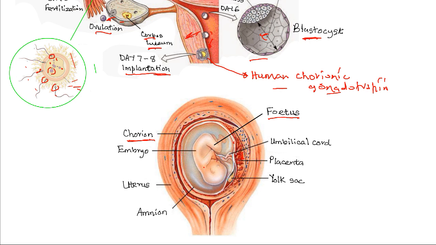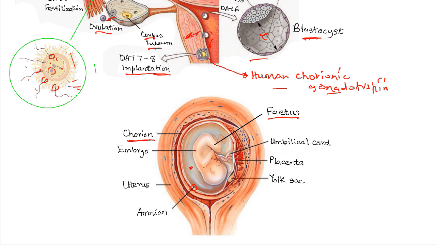Then beneath the chorion, there is the amnion. The amnion surrounds the embryo, forming the amniotic cavity. The membranes of the amnion secrete the amniotic fluid in which the embryo is suspended. So here you have the amniotic fluid in which the embryo is suspended to allow for proper development. The amniotic fluid also acts as a shock absorber to protect the embryo from mechanical injury.